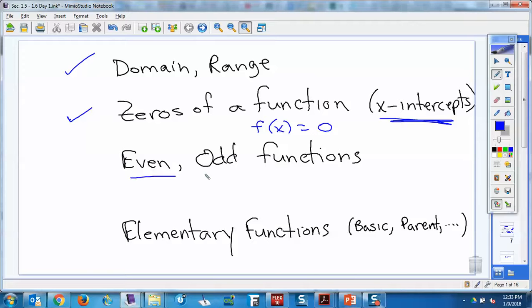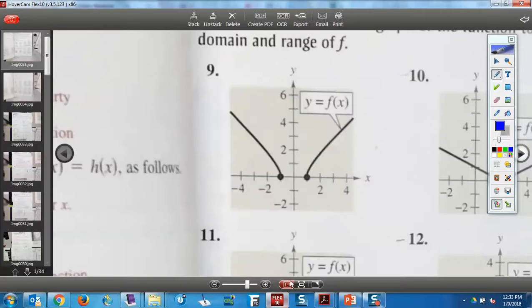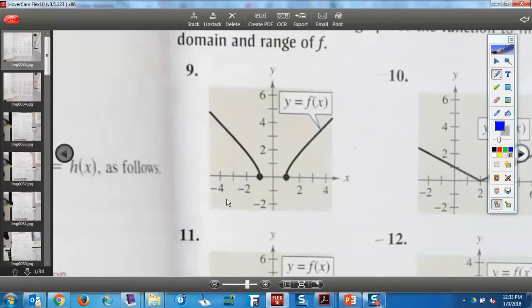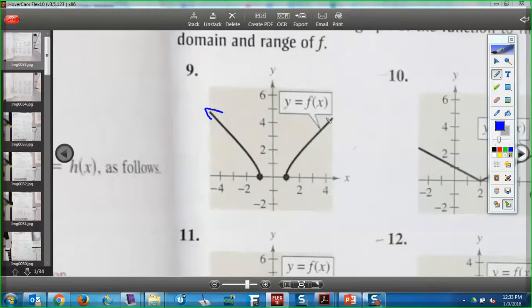And then we've talked here about even and odd functions, and I'm going to talk about these parent functions real quick in a minute. So if we look at a function here, you don't need to write this down, just talk about this real quick. Let's just assume this keeps going forever and ever. What would you say the domain is here? Let's do it with our intervals. Negative infinity to negative 1, 1 to positive infinity, right? The domain is everything but what's in between negative 1 and 1.